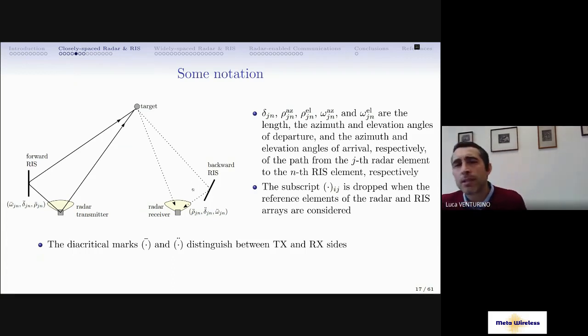Here I introduce a few other parameters. Those are the last ones, which we need to describe later: the channel between the radar transmitter and the forward RIS, and similarly the channel between the radar receiver and the backward RIS. So what parameters do we need here? Take, for example, the transmit side. You fix the J radar element and you fix the N RIS element. What you need to do is to define the distance between them, denoted by delta. Then you have to define the azimuth and elevation angle of departure, denoted by rho here. And then we have to introduce the azimuth and elevation angle of arrival, denoted by omega here.